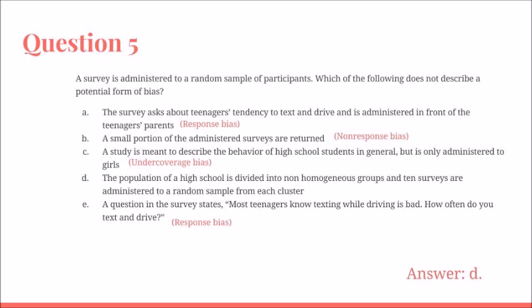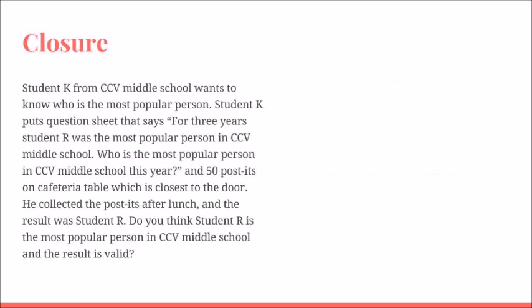Now you're done with the quiz questions. Yay! So now let's come back to the question that I asked you guys before we started the actual lesson about bias. Student K from CCV Middle School wants to know who is the most popular person. Student K puts a question sheet that says, for 3 years, student R was the most popular person in CCV Middle School. Who is the most popular person in CCV Middle School this year? And 50 post-its on the cafeteria table, which is closest to the door. He collected the post-its after lunch, and the result was student R. Do you think student R is the most popular person in CCV Middle School, and the result is valid?